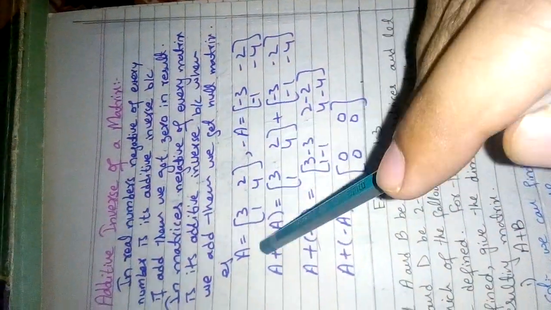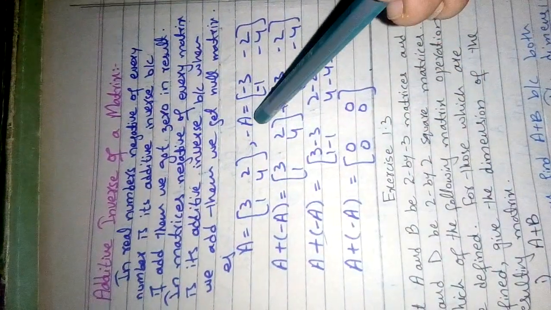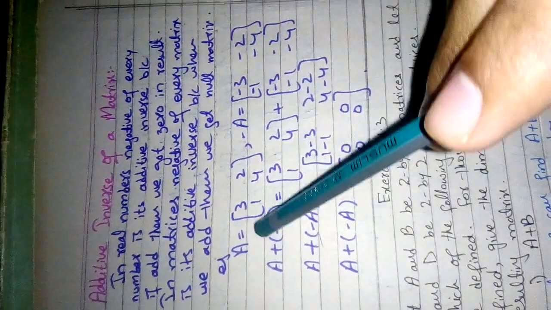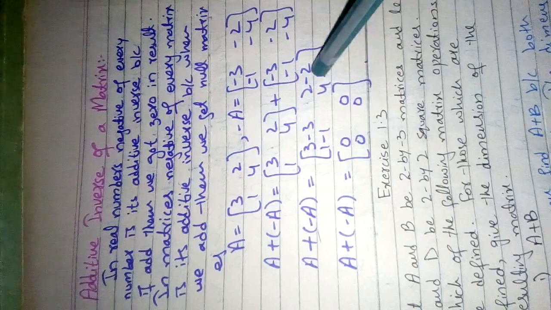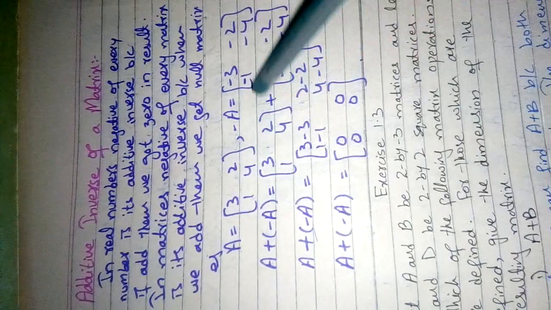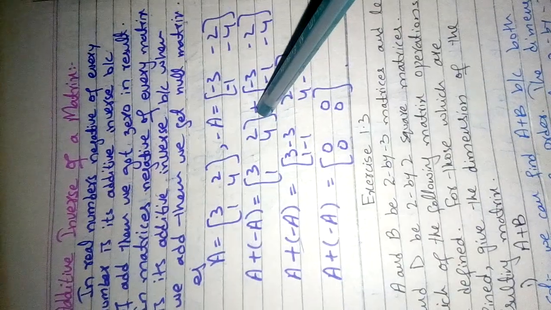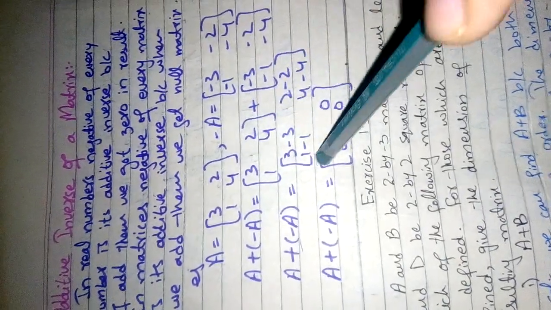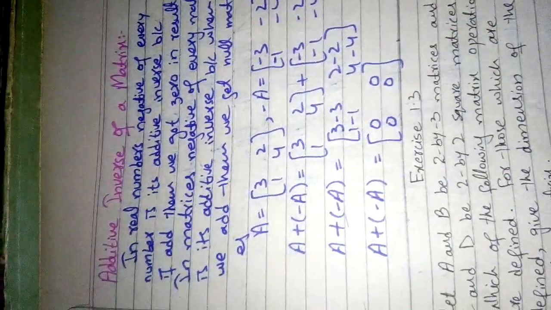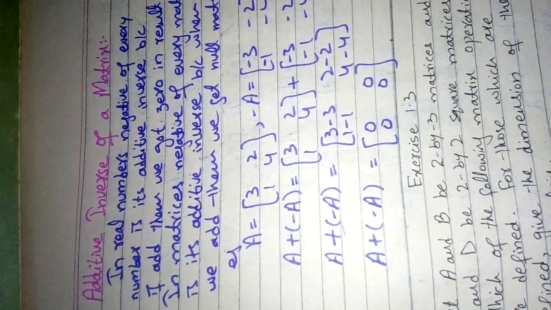For example, if you look at matrix A, the elements are 3, 2, 1, 4, and the negative of A is negative 3, negative 2, negative 1, negative 4. If we add these two matrices, the corresponding elements will be added. First element with first, second with second, third with third, fourth with fourth, and the sign will be changed: 3 minus 3, 2 minus 2, 1 minus 1, 4 minus 4, and we get the null matrix. So if you add two matrices and get a null matrix in result, then both matrices are additive inverses of each other.